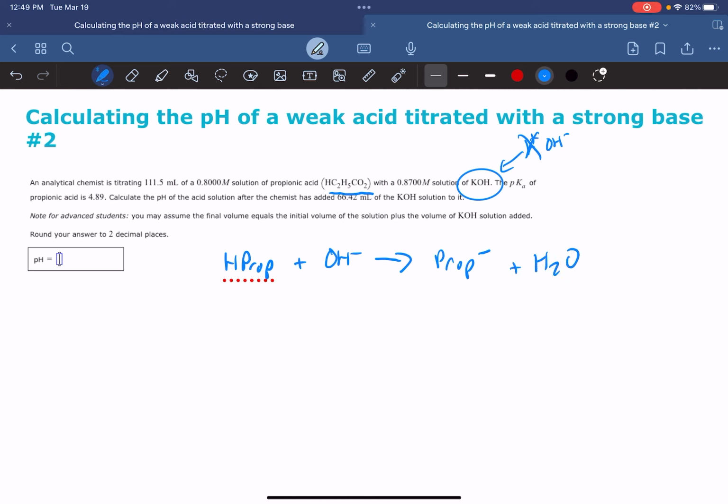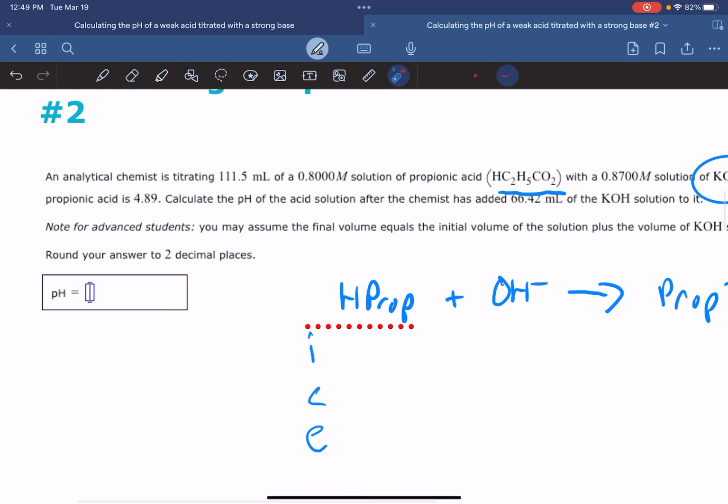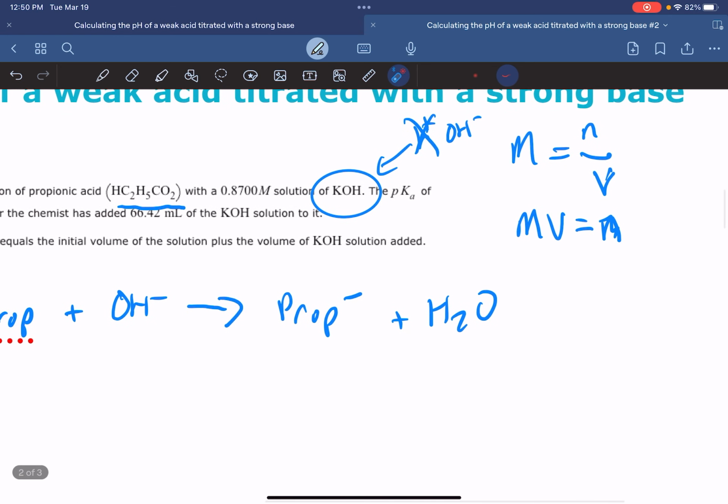Now, this first step, doing the stoichiometry, we have to do it in terms of moles. So I'm going to do initial, change, and end point here. And the way we deal with moles, whenever we have molarity, molarity is equal to moles divided by volume. But if we rearrange that equation, we have molarity times volume equals moles. Now, if we take a look at the actual problem, they give us the volume and they give us the molarity. So that looks like we have both the molarity and the volume. Couldn't we figure out the moles?